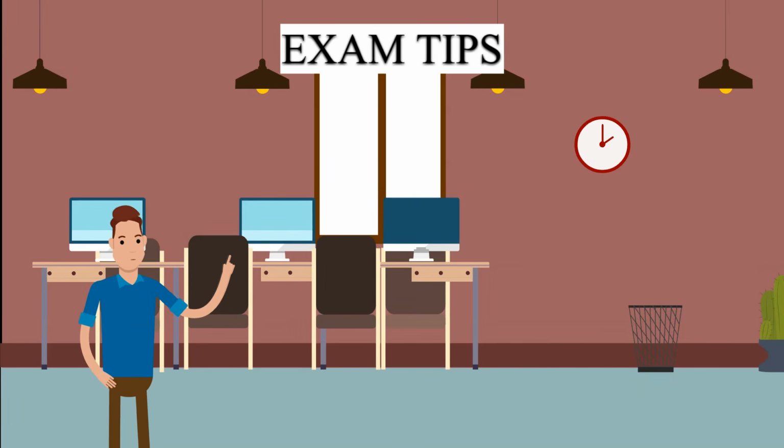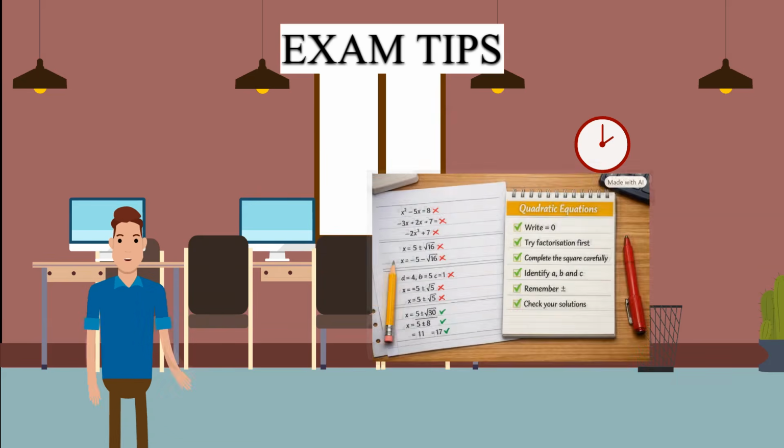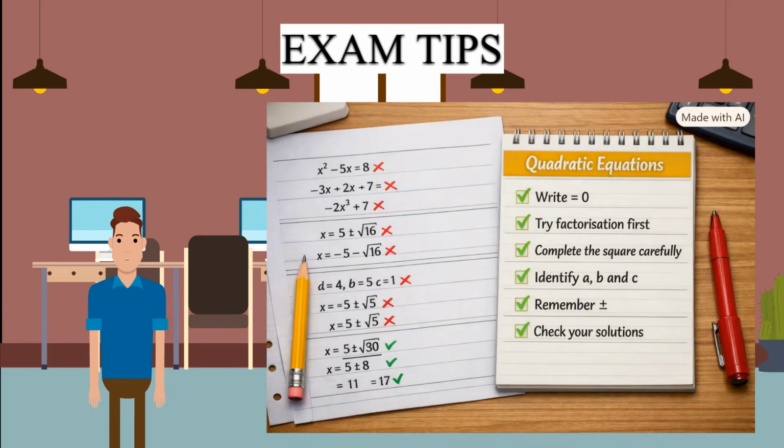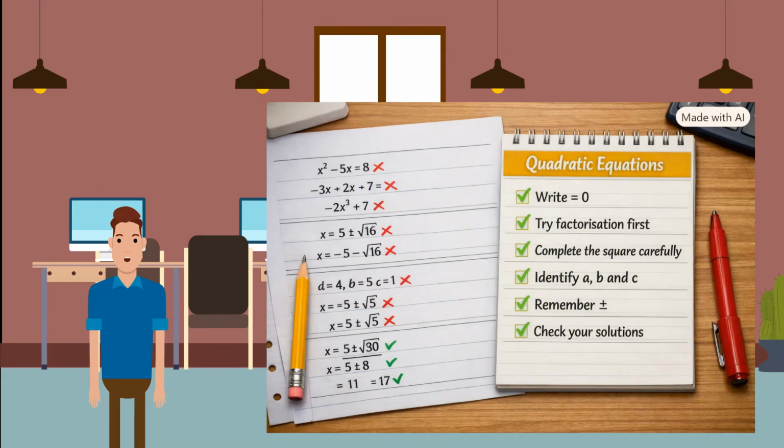For the exam, remember these steps. First, arrange the equation so that it equals 0. If the quadratic is easy to factorize, try factorization. If necessary, use completing the square. And if the quadratic doesn't factorize easily, the quadratic formula is your reliable method. Always check your solutions if you have time.